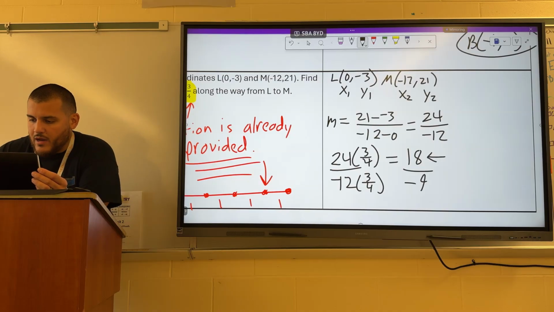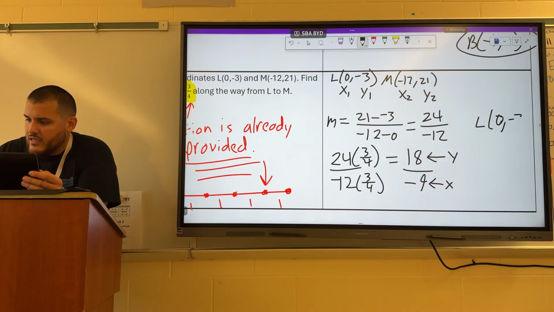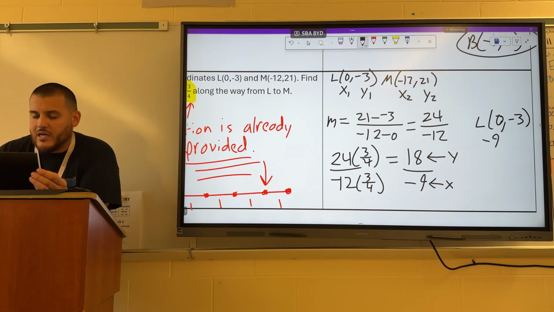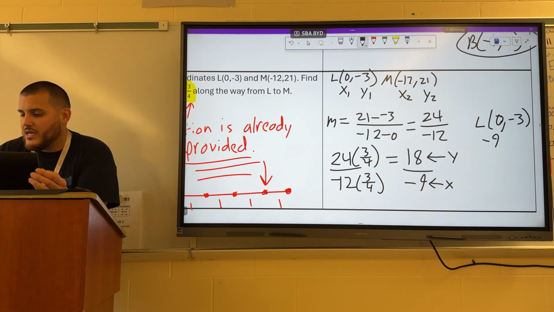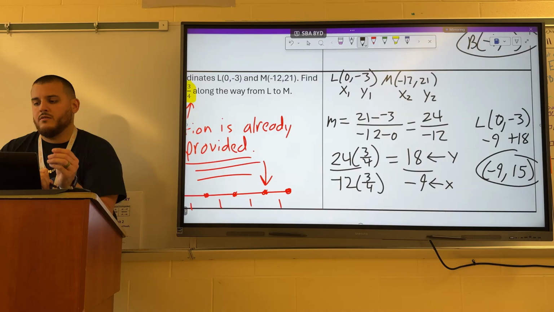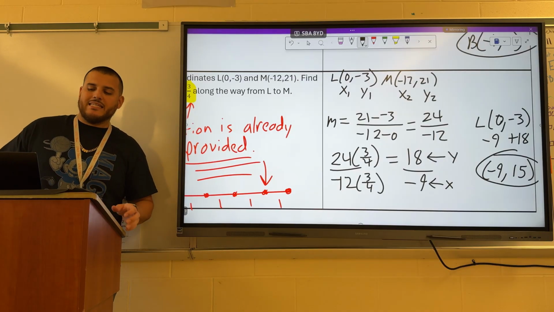Remember, this came from my y's, this came from my x's in the slope formula, so I'm adding this now to my starting point. We started at L at 0, -3. So my x is -9 units away, so I'm subtracting 9 from the x coordinate. My y is +18 units away, so I'm adding 18 to my y coordinate. That'll get me to my partitioning point. 0 minus 9 is -9. -3 plus 18 is +15. That's our partitioning point in this example.